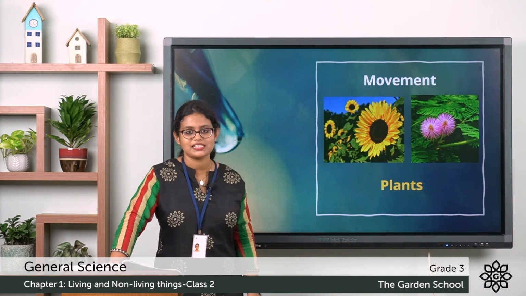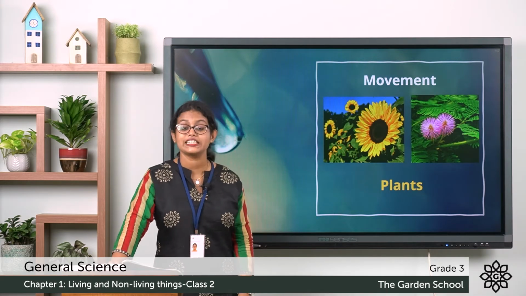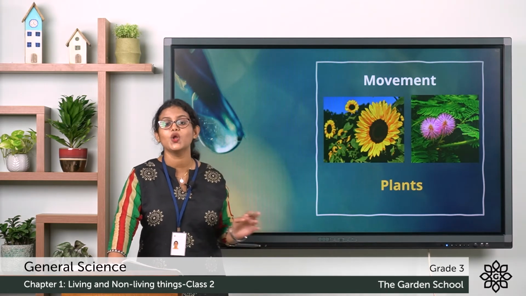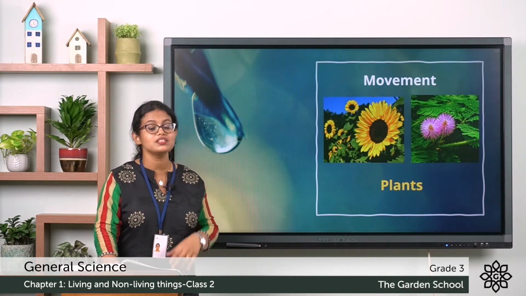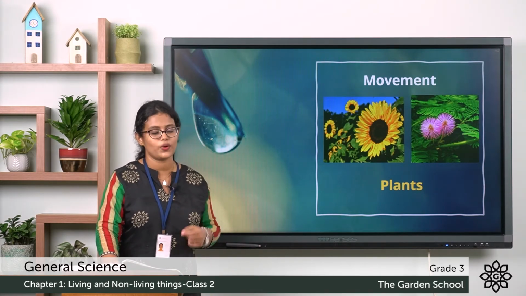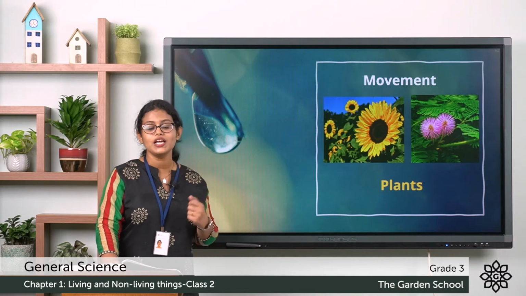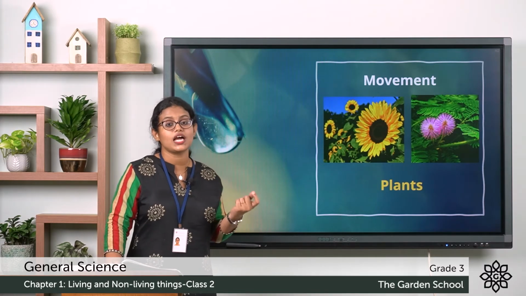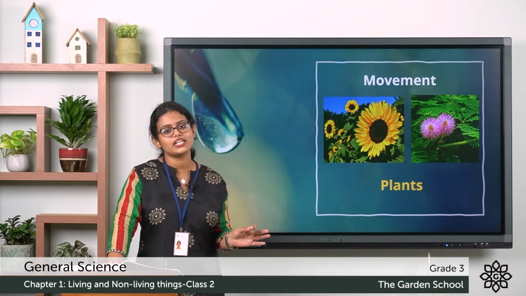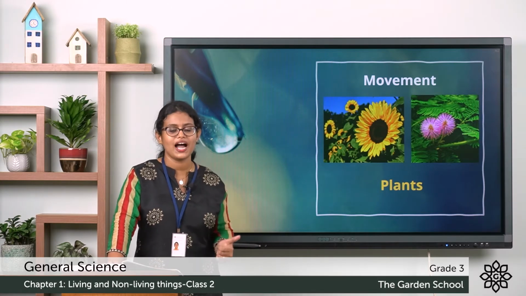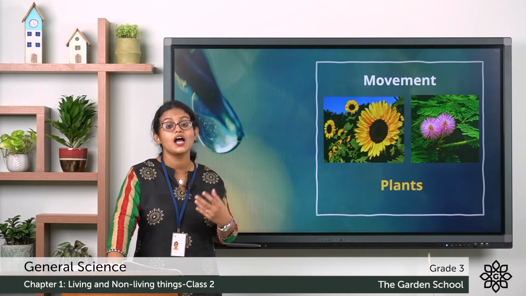And do you know which plant is that next to the sunflower? That is the touch me not plant. So when you touch that plant, you know what happens? It will shrink. So that is called the touch me not plant. So plants always show a gentle movement. So plants, animals and human beings move.